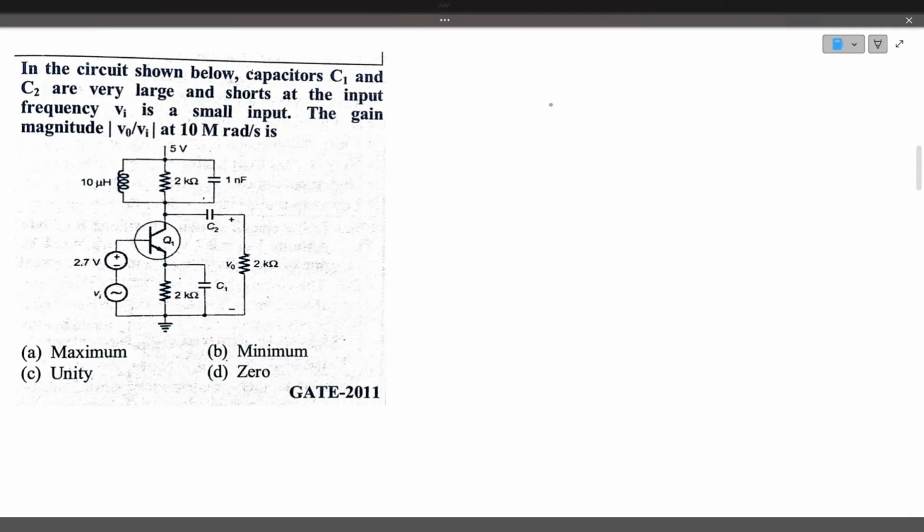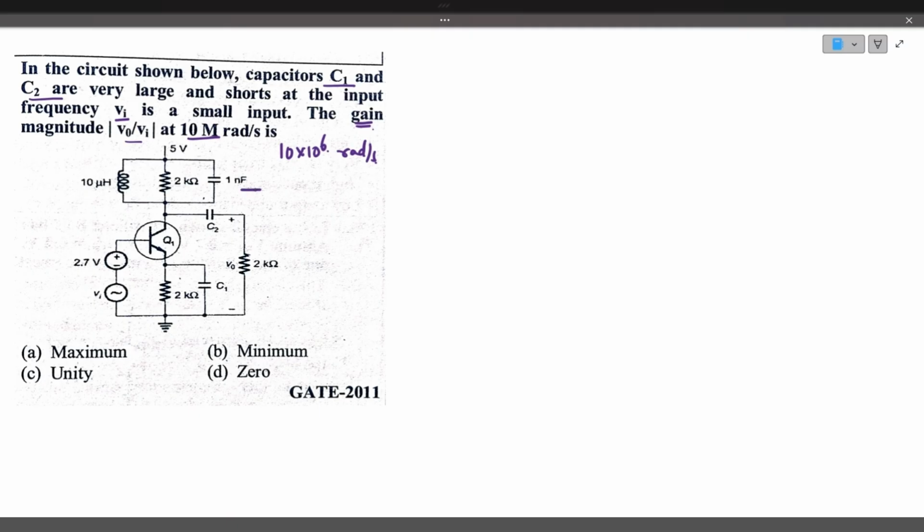We'll see the next question. In the circuit shown below, the capacitors C1 and C2 are very large, and they are shorts at the input frequency. Vi is a small input. The gain magnitude V0 by Vi at 10 into 10 to the power of 6, that is 10 mega radians per second, is.